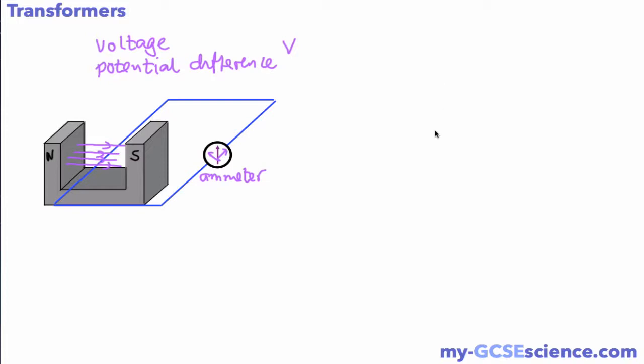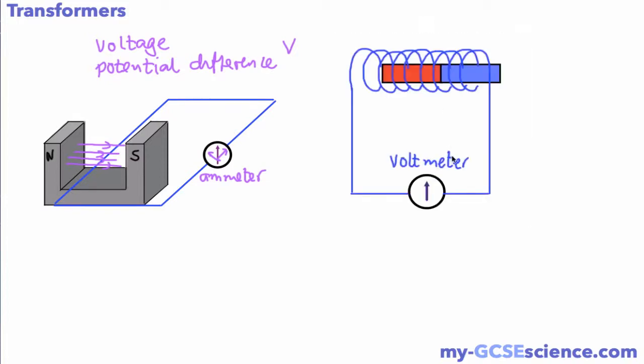So another way in which we could cause that to happen would be to have a coil of wire, and instead of an ammeter connected here, I've got a voltmeter, and that voltmeter will measure voltage or potential difference in volts. And the way this works is we take the magnet, and rather than moving the wire, we have a coil of wire, and we move the permanent magnet in and out of this coil of wire. So if we're moving in, we're inducing a potential difference in one direction. If we're moving out, the potential difference is induced in the opposite direction.